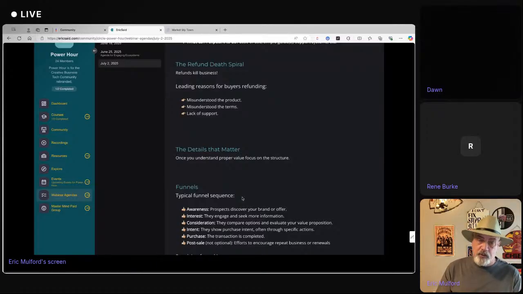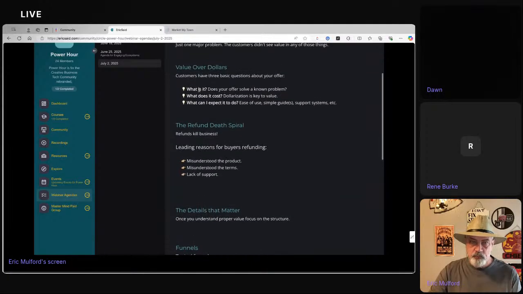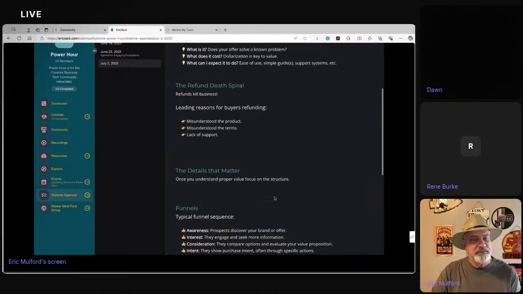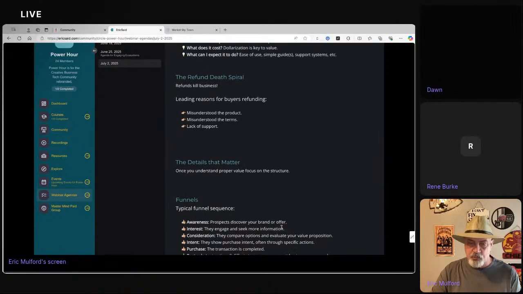But a typical funnel sequence, and the way that it was originally designed, was to create awareness about the product. Number 1, to create awareness about the product. People need to know that you have the answer to their problem. That, remember up here, what is it? Does it offer to solve for a known problem? They need to understand that your brand or your offer or your product is the solution to that problem.